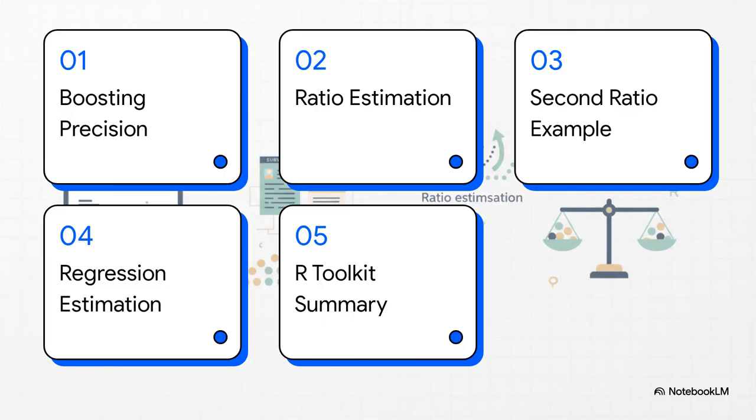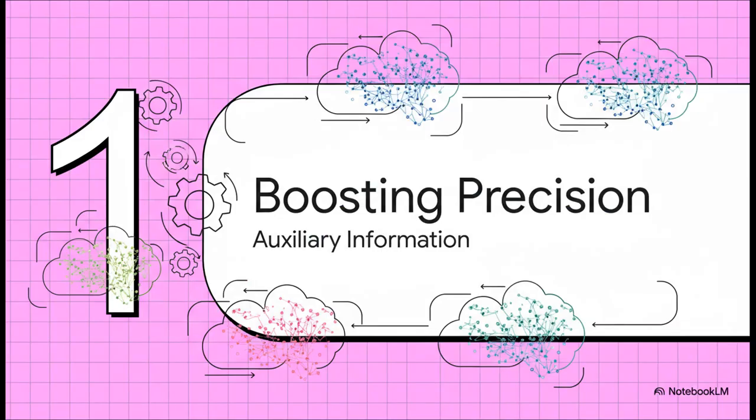So here's our game plan. First, we'll get the big idea behind boosting precision with data we already have. Then, we're going to see ratio estimation in action with a couple of different real-world examples. After that, we'll switch gears and look at regression estimation to see how it gives us a bit more flexibility. And finally, we'll wrap it all up with a summary of the key R tools you'll be able to use in your own work.